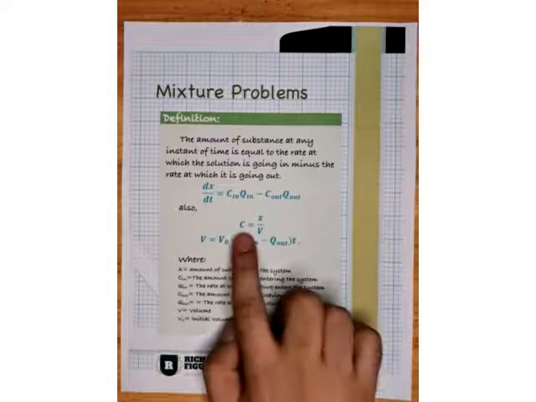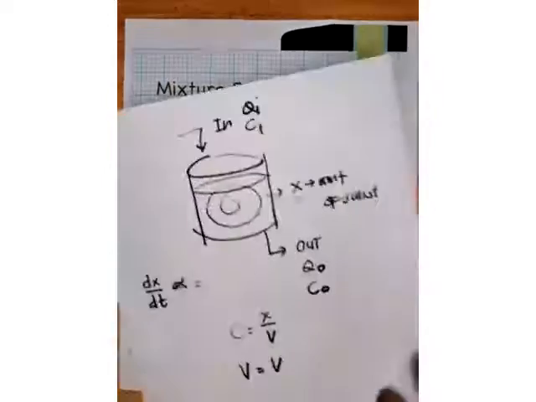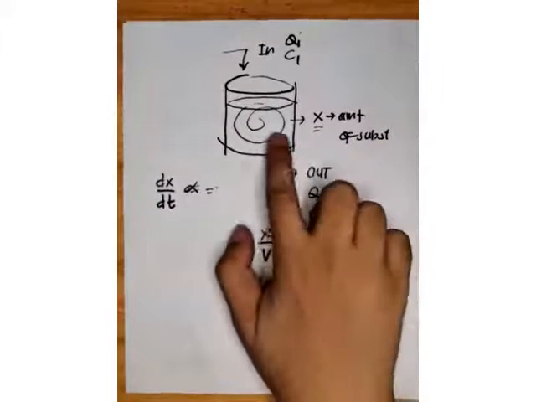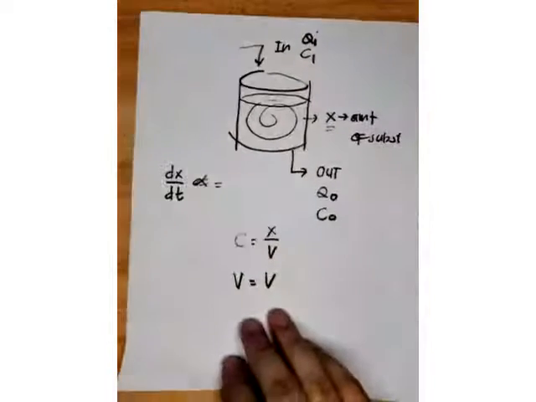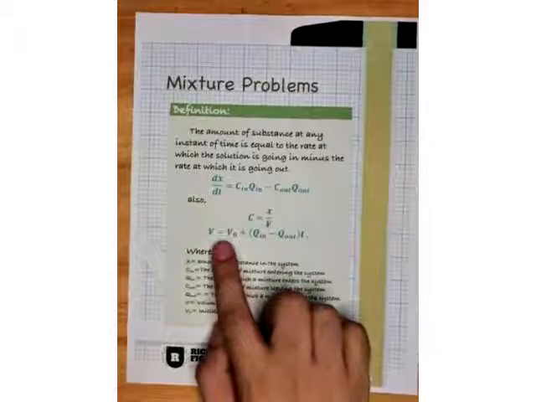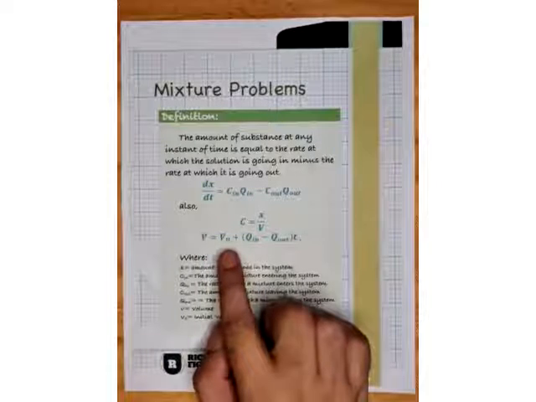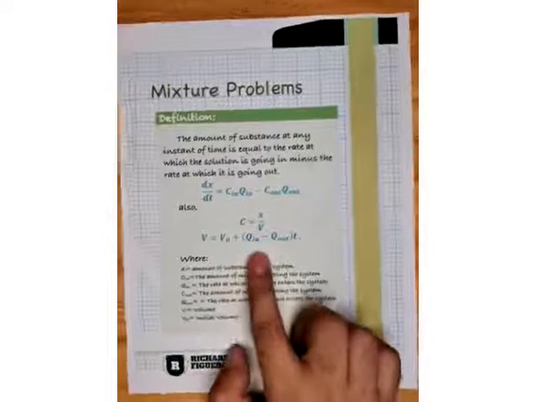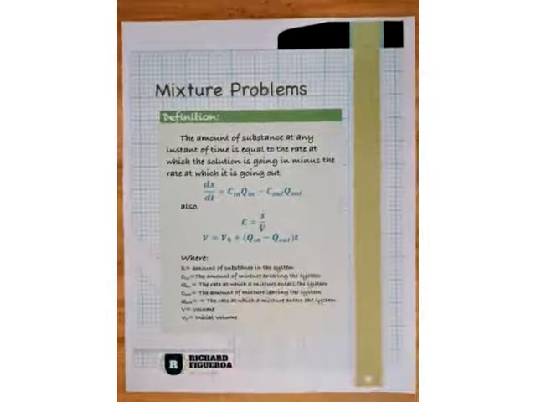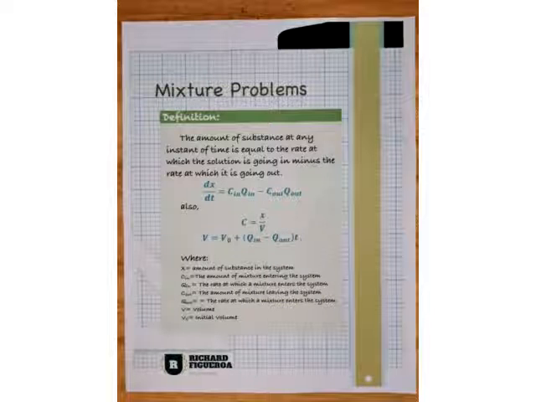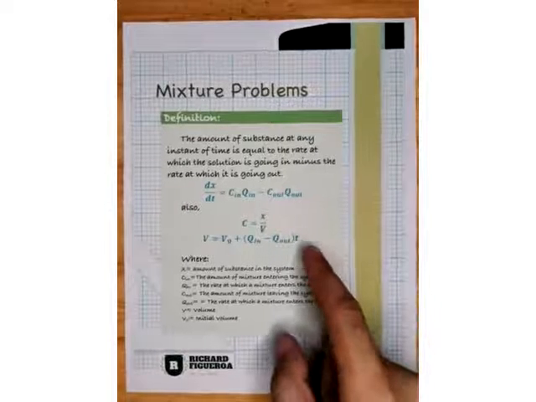Also, concentration is equal to X over V, wherein X is the amount of substance at any time T in the tank. So that's X, the amount of substance. And then V is the volume in the tank. That's equal to the initial volume of the tank plus the quantity Q in minus Q out times time. Okay, these are the only three formulas you need to remember. So this is the differential equation formula, this is the concentration, and this is the final volume.